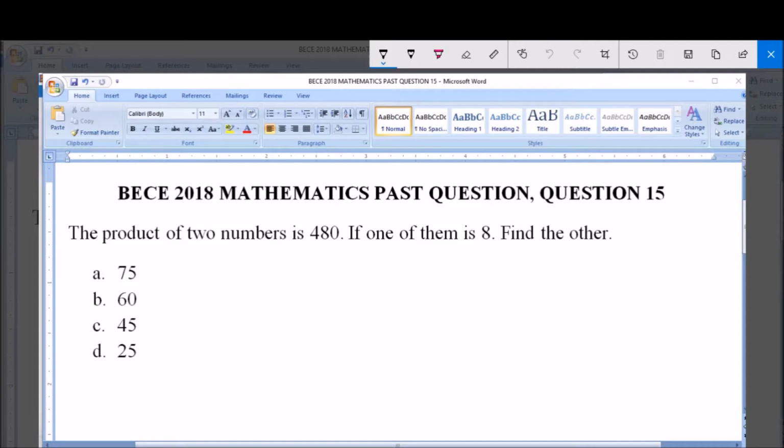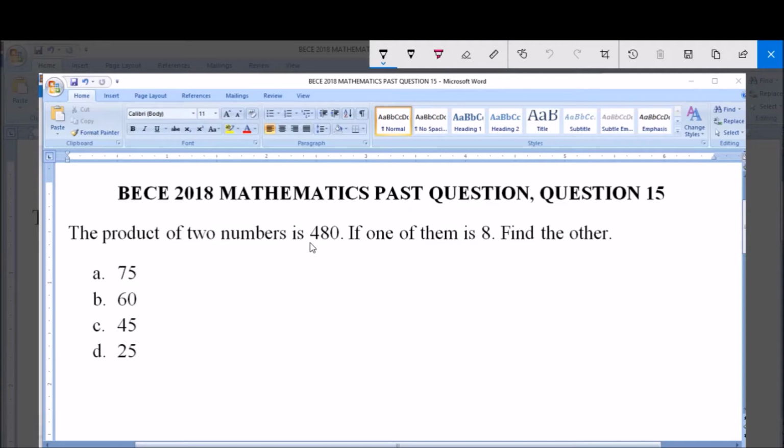The product of two numbers is 480. If one of them is 8, find the other. A, we have 75, B, we have 60, C, 45, and D, 25. The product of two numbers is 480.